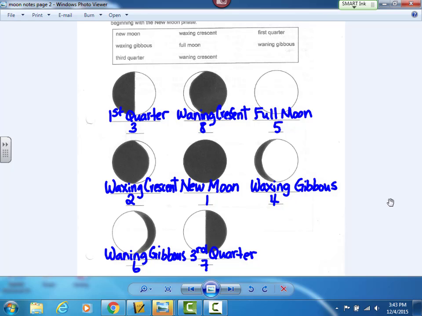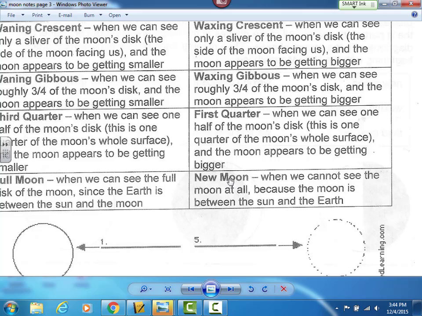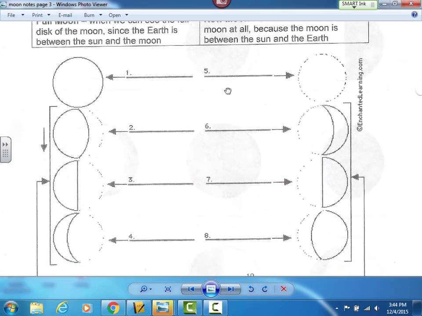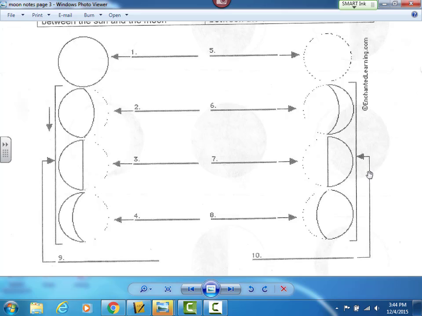We are going to a new page. Page 3. Read the definitions below, then label the moon phases on the diagram. It might be helpful on this page because it's not such a good copy to shade in the things that are light and the things that are dark. What you have at the top here are the definitions for the 8 phases. We've already talked about how you recognize these, so I'm not going to read them to you. Let's just complete the diagram below.